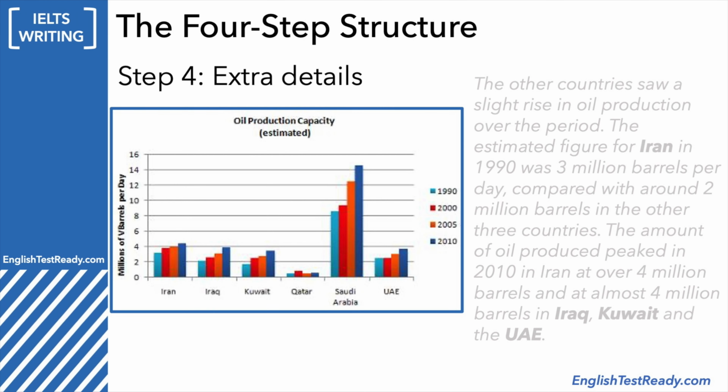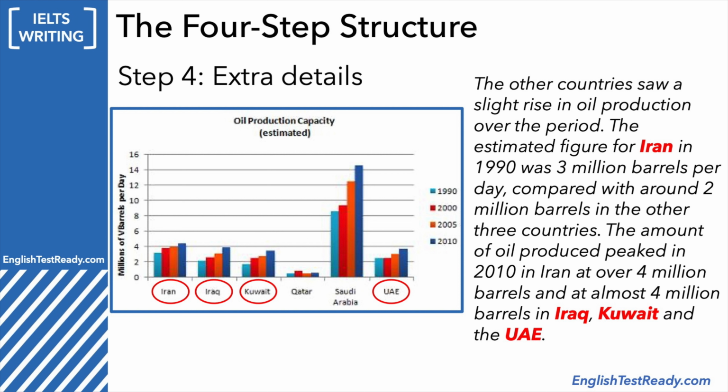So let's look at step 4 here. So step 4 is talking about extra details. So in this example, we can talk about some details from the other 4 countries, since we haven't really talked about them at all yet. Again, here you should talk about numbers and be as specific as possible. Okay, so the 4 countries are Iran, Iraq, Kuwait, and the UAE.